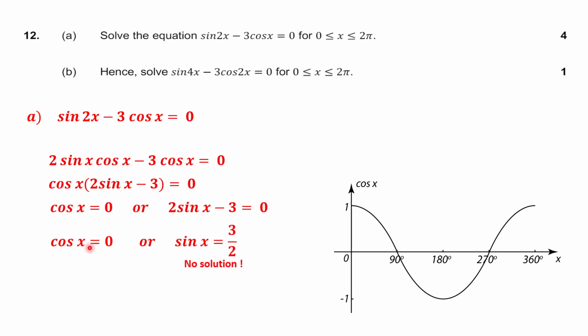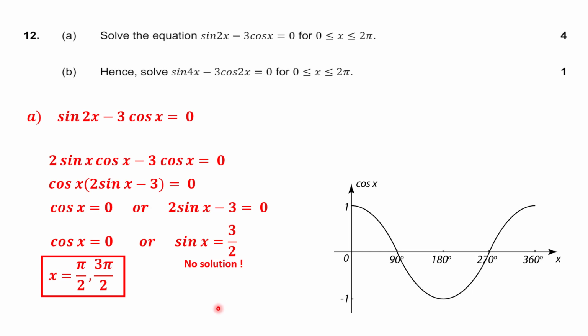Here we're looking to see when is cosine 0. Well, this is the 0 there for the y. So it's going to happen here and here. That's 90 and 270. When we equate that to radians, we get the answer x equals pi by 2 or 3 pi by 2 radians.